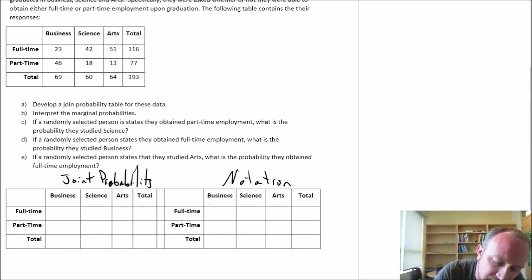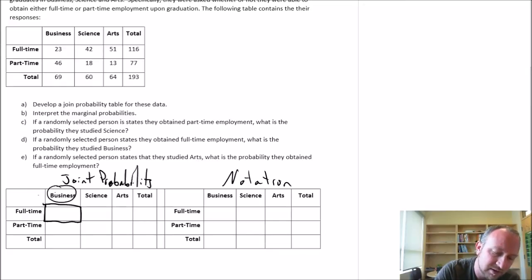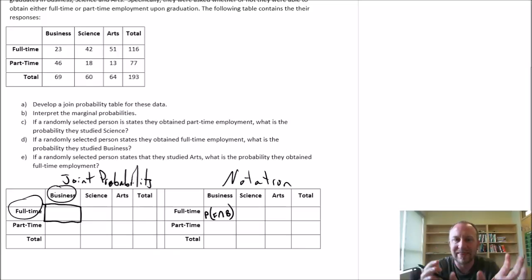What we're going to have in this space here is the probability that a randomly selected student, randomly selected graduate, is a business student who obtained full-time employment. So that's the cell that corresponds to a business student and full-time employment. So this is going to be the probability of full-time intersection business.